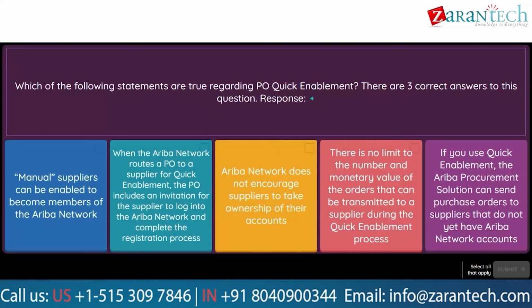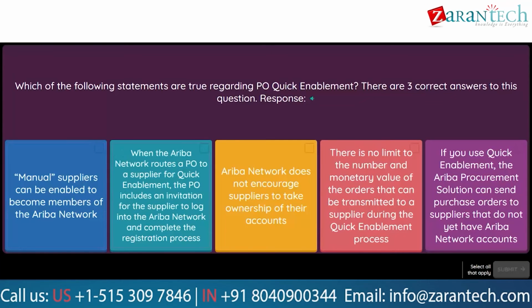Question, which of the following statements are true regarding PO Quick Enablement? There are 3 correct answers to this question. Response. Option 1 manual suppliers can be enabled to become members of the Ariba network. Option 2 when the Ariba network routes a PO to a supplier for quick enablement, the PO includes an invitation for the supplier to log into the Ariba network and complete the registration process.